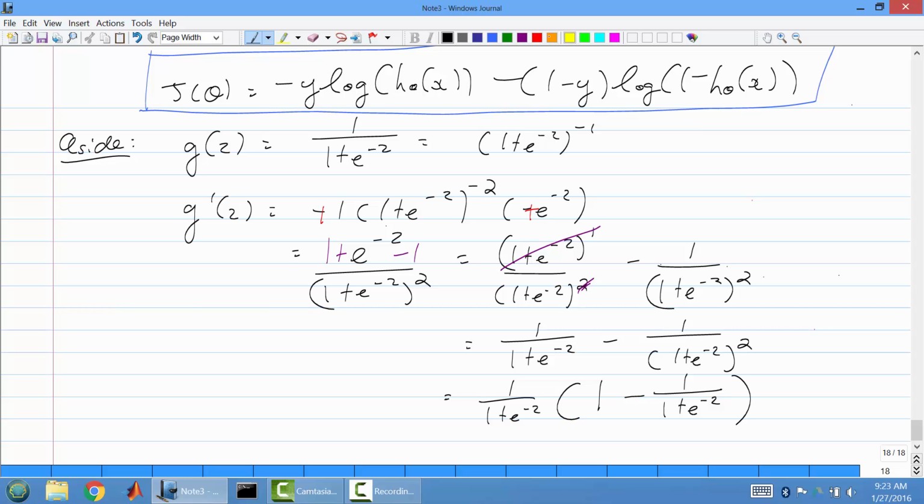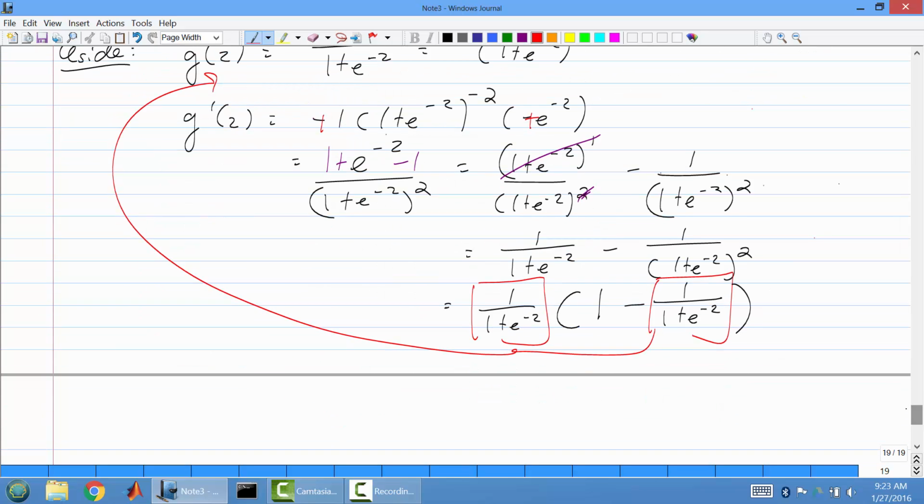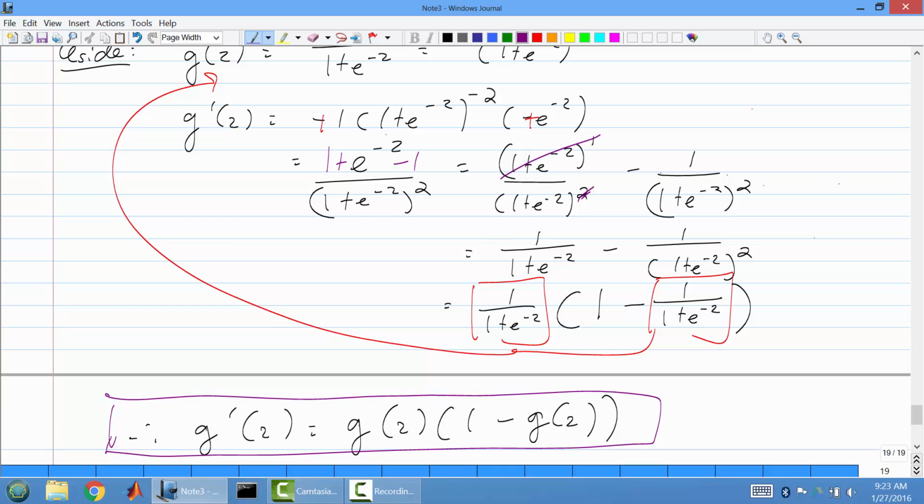Now if you take a look, this here and this here are both equal to g of z, right? So in that case, the derivative is equal to the original function multiplied by 1 minus the original function. So I can actually represent the derivative of this in terms of itself. You take the sigmoid function by itself and multiply by 1 minus the sigmoid. That's an important observation, because when I find the derivative of the cost function, using this will make it a little easier to deal with. So that's how you can represent it.